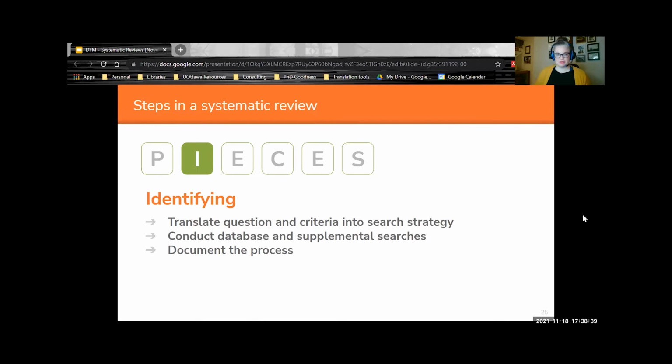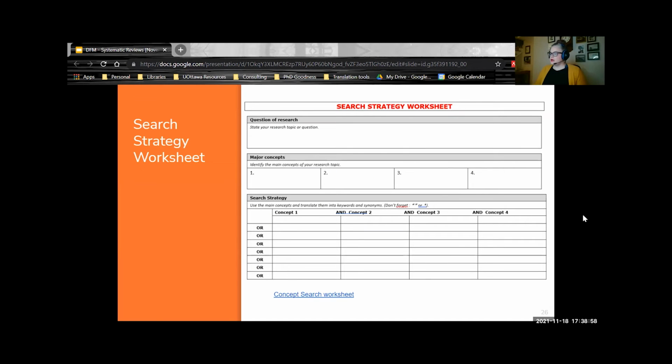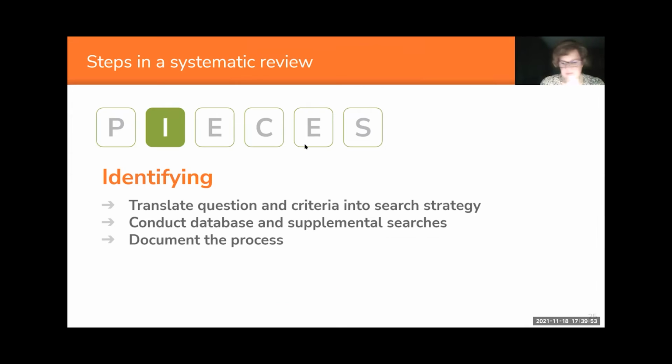So that's your planning. There's a lot of planning that goes into it, but again, it helps make your life a lot easier as you go through the other steps. So identifying is where we want to look at the different databases. So what does that look like? Yes, a lot of steps in planning, and the next step is to start doing the searches.